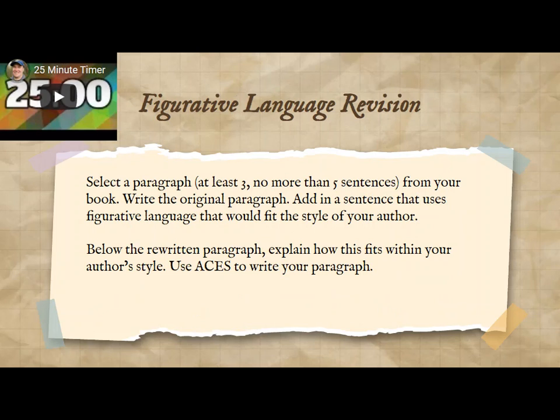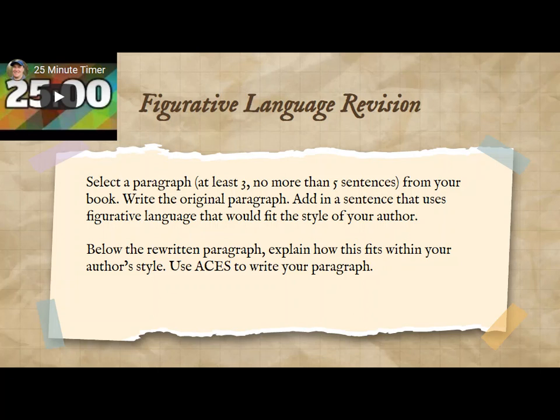All right, and your individual task today is to select a paragraph of at least 3 sentences, no more than 5 sentences from your book. You want to write the original paragraph. You want to add in a sentence that uses figurative language that would fit the style of your author. So you want to pick a paragraph that either only has one example of figurative language or no figurative language, because you are adding in a sentence that would fit the style of your author.